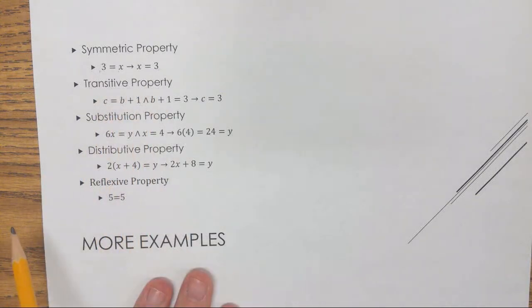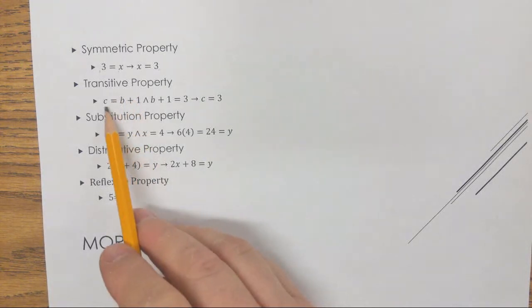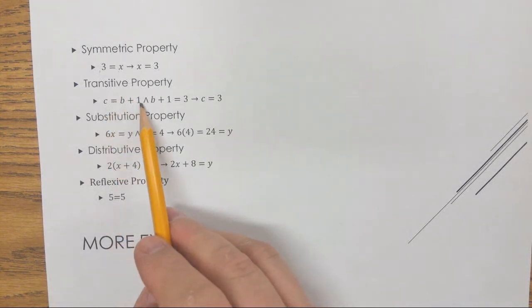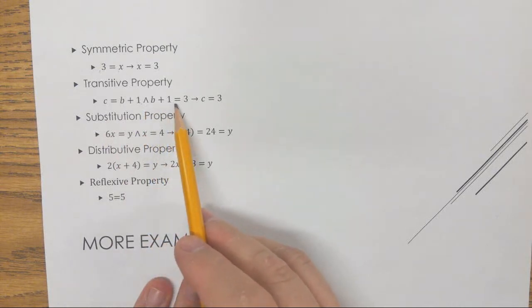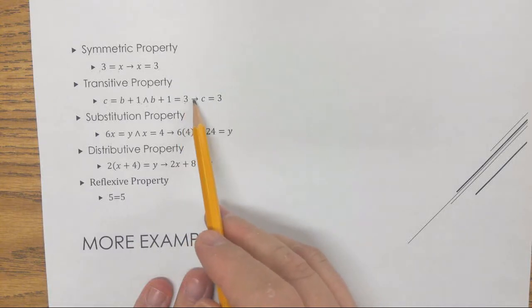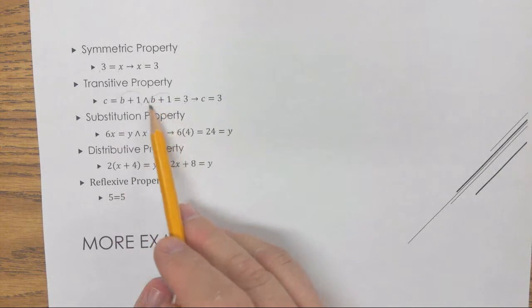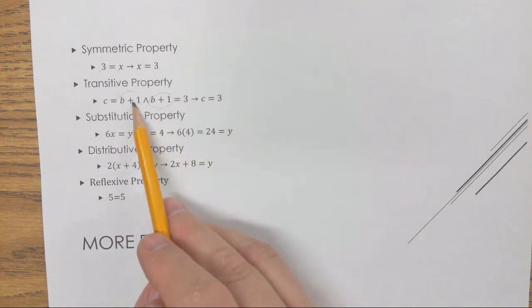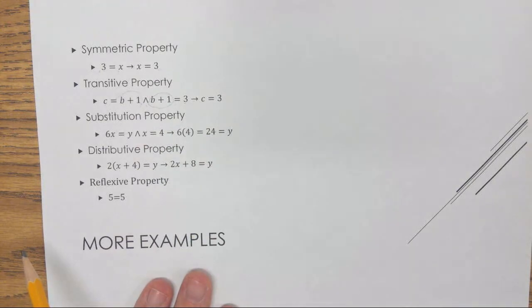Here's an example of the transitive property. So if I have this equation, c equals b plus 1, and I know that b plus 1 equals 3, then I can say that c equals 3, because here where the b plus 1 is, b plus 1 and b plus 1, I'm putting those together and cutting them out and putting 3 in for that spot. So that's an example of the transitive property.